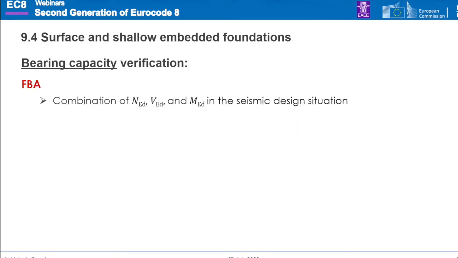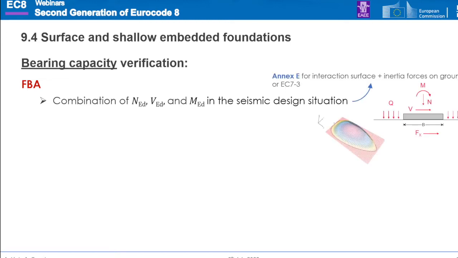Now, for the bearing capacity verification using the force-based approach, we have a combination of the forces, vertical force, shear force, moment in the seismic design situation. And in Annex E, we have the information needed to construct, or we have the definition of, an interaction surface for these different generalized forces. And we are also considering the inertia forces on the ground. Otherwise, we can also use the approaches in Eurocode 7, which do not consider the inertia forces on the ground, but can be used in some of the cases.